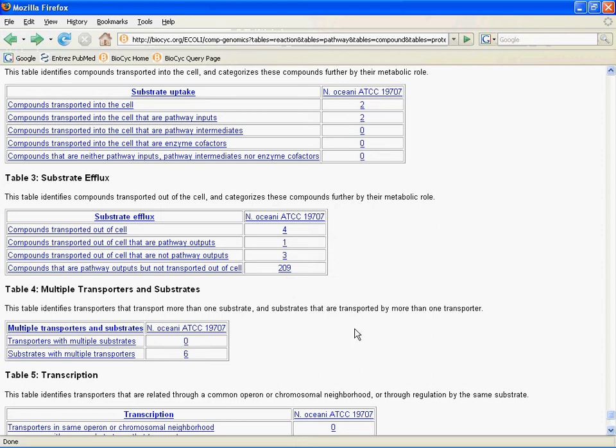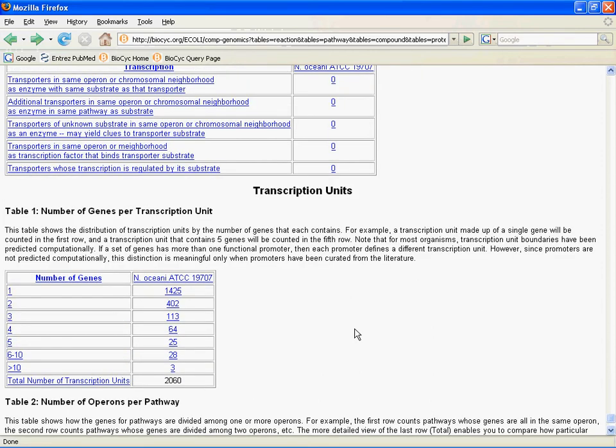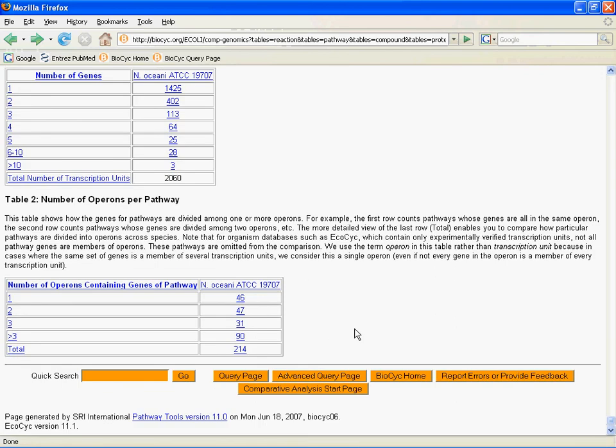Then a number of other things. Transcriptional information, which is generally going to be a bunch of zeros for a Tier 3 database. Genes per transcription unit, which is really interesting and can let you take a look, in this case, at the predicted transcription units. So we have 1,425 sort of directons, which are these single gene transcription units. We have 402 two-gene transcription units, etc., etc. Number of operons per pathway. I mean, it's sort of a range of statistics, probably more than you can use in one gasp.